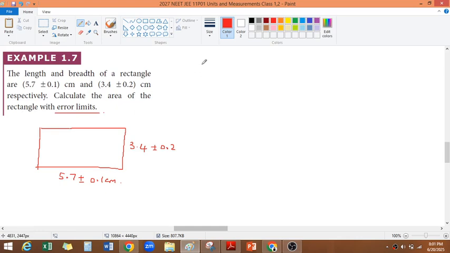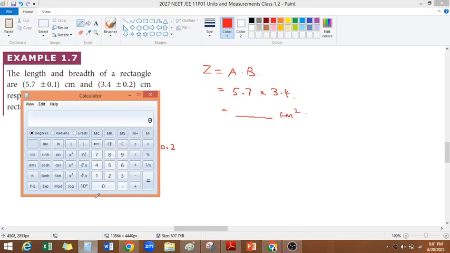That means you should remember z is equal to a into b. So a into b means this into this. So 5.7 into 3.4. Whatever that is, you have to calculate and then you have to write it in centimeters square. So 19.38.